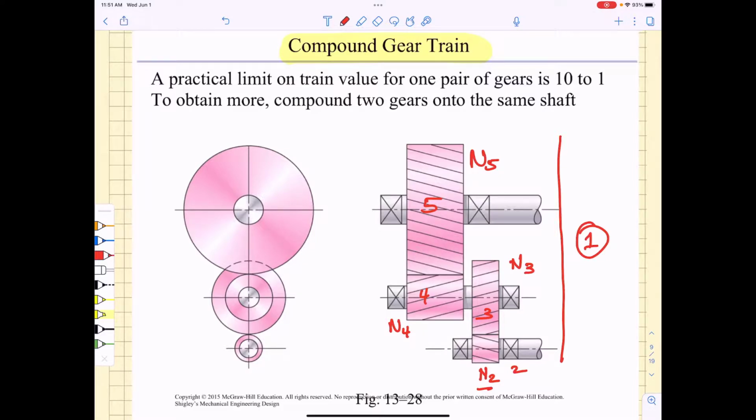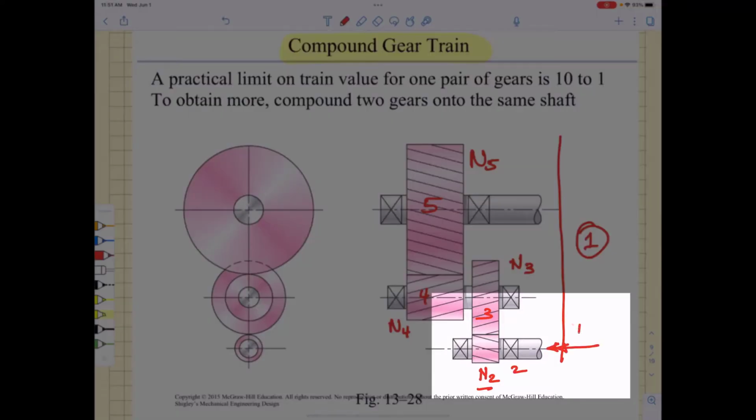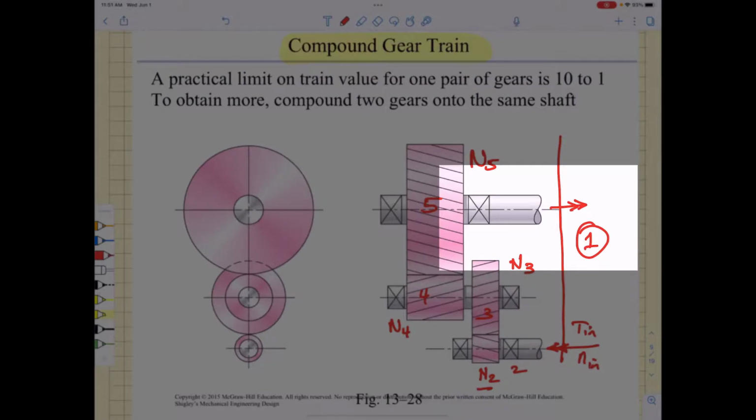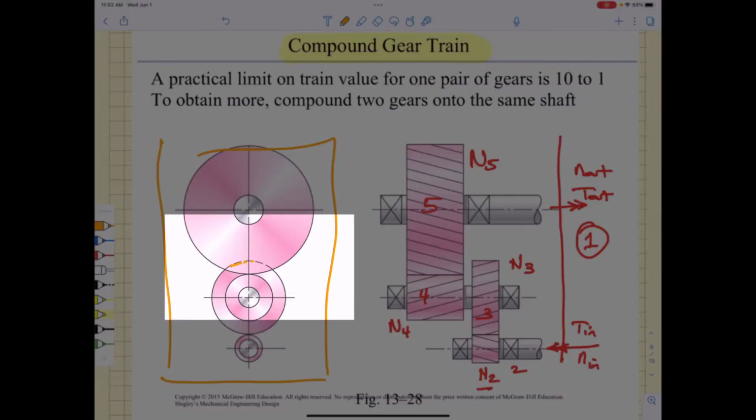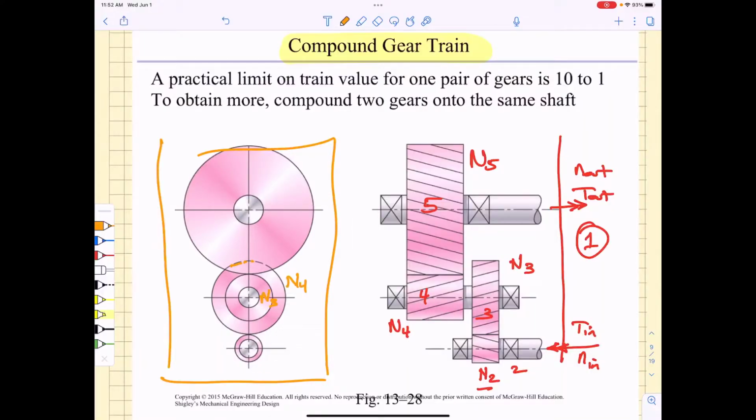So in this particular case, I'm going to have an input torque here and an input RPM, and then I'm going to have an output torque up here with an output RPM. And of course, I would like to know what the train value was for this particular system. If we look down the axis of the shafts, we get the drawing over here on the left. When we have these dashed lines, it means we have a gear that's on the same axis. And then you might think, how am I going to find the train value for this system?